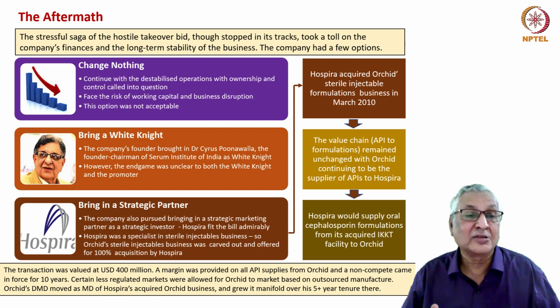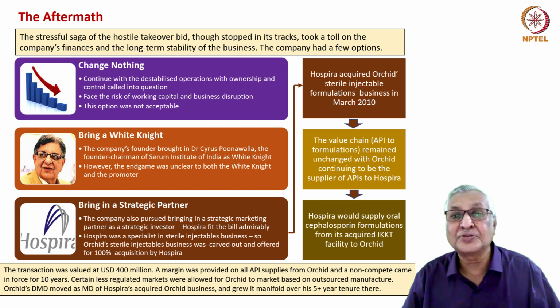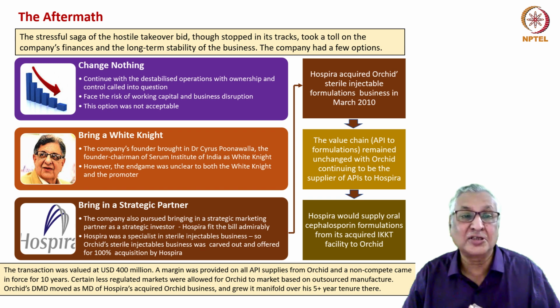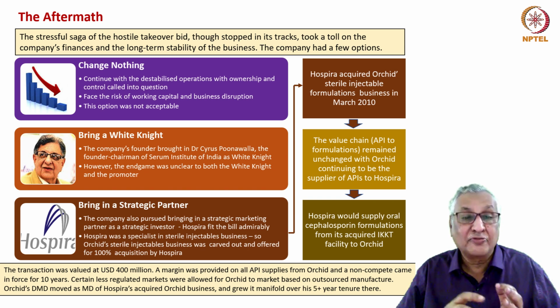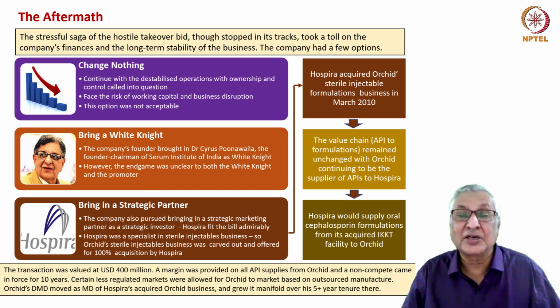What happened in the aftermath, after the takeover saga, which ended in a truce? The stressful saga of the hostile takeover bid, though stopped in its tracks, took a toll on the company's finances and the long term stability of the business. The company had a few options, however. One, change nothing. Continue with the destabilized operations with ownership and control being called into question from time to time, because if some company has been able to do this, another company also may be tempted to do this. Face the risk of working capital and business disruption as a result. This option clearly was not acceptable.